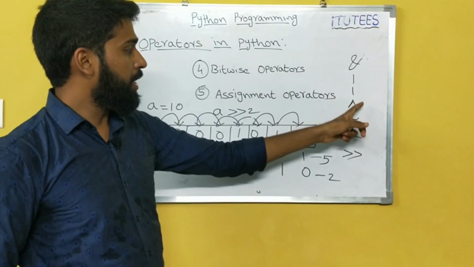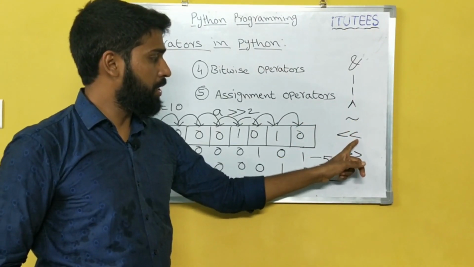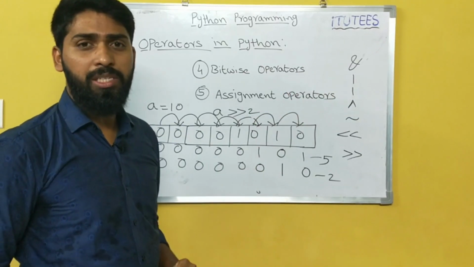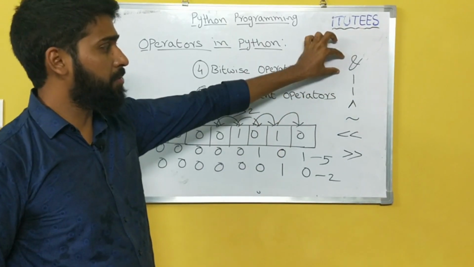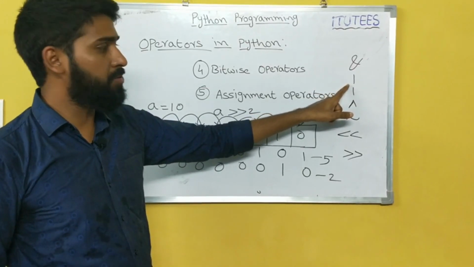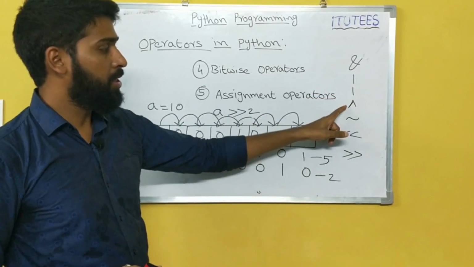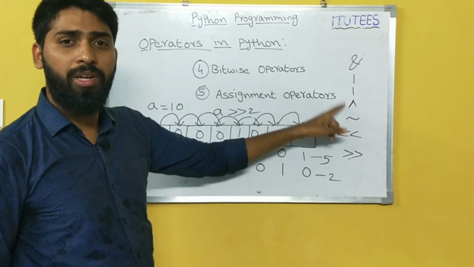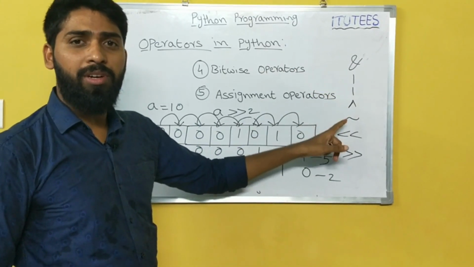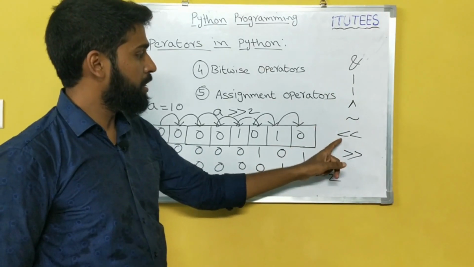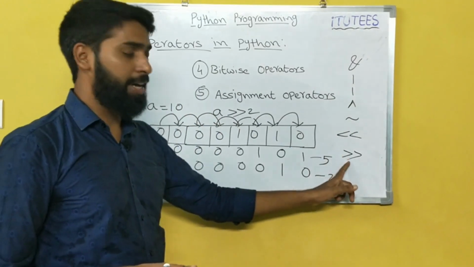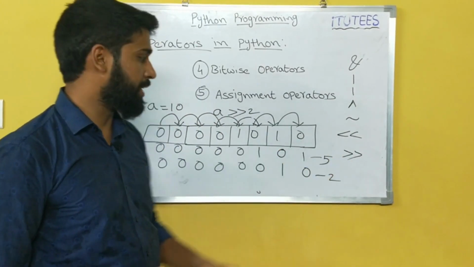So this is about bitwise operators: AND, OR, XOR, NOT, left shift and right shift. AND means if both the bits are 1, the result bit is 1. For OR, if any one of the bits is 1, the result bit is 1. For XOR, if only one bit is 1, then the result bit is 1. NOT means inverts the bits. Left shift means shift the bits left. Right shift means shift the bits right.